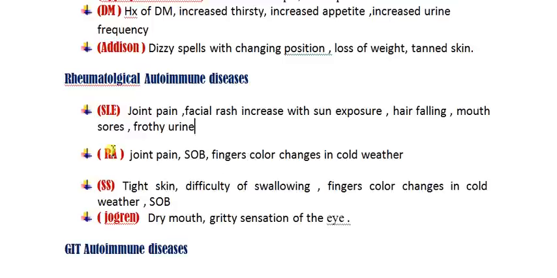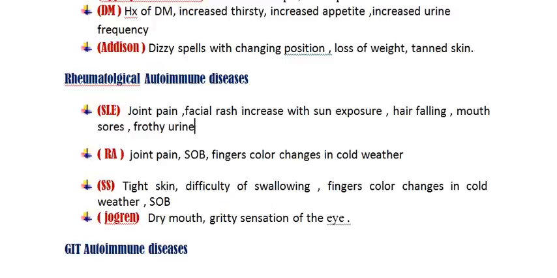For rheumatoid arthritis, any joint pain, but you asked about it before, so no need to ask again. Any shortness of breath, or finger color changes when exposed to cold weather, Raynaud's phenomenon of rheumatoid arthritis or systemic sclerosis? Any tight skin, difficulty with swallowing? Finger color changes in cold weather as well, but you asked it before, no need to ask again. Shortness of breath for pulmonary fibrosis or systemic sclerosis, but you asked about it before, no need to repeat again. For Sjogren, any dry mouth or gritty sensation of the eyes.